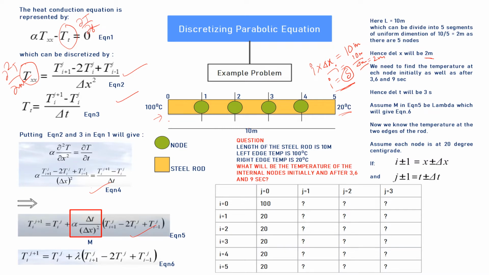Now, our problem is, as I have already discussed, that I want to know the temperature at each node i. What is the temperature at i equal to 1, i equal to 2, 3, 4, 5? Here it is written for a time increment of 3 seconds. That means the length of the steel rod is 10 meters, the left edge is given 100 degrees centigrade, the right edge is given 20 degrees centigrade. Our question is, what will be the temperature of the internal nodes?